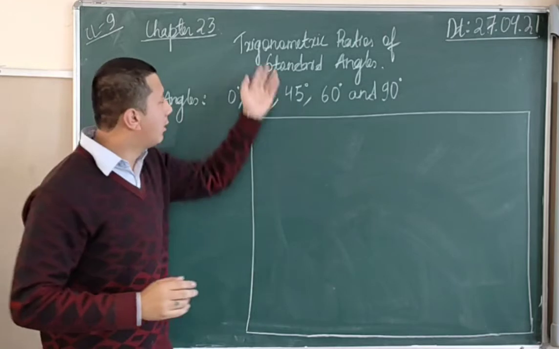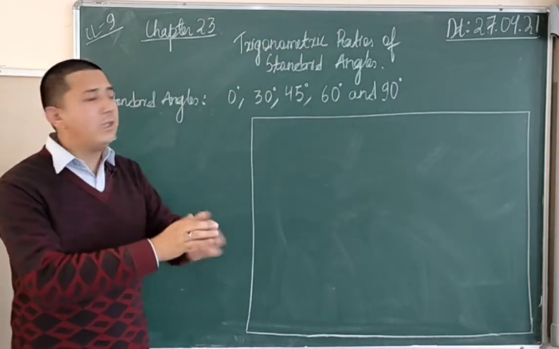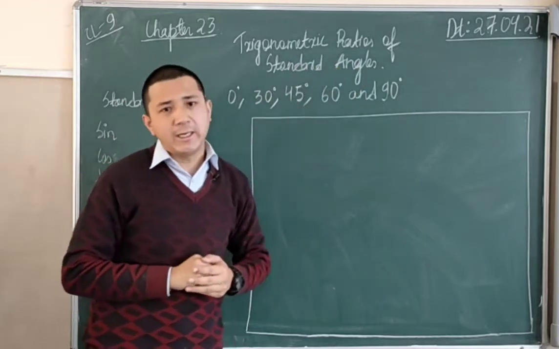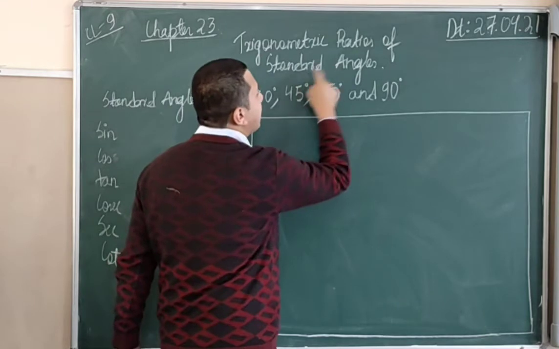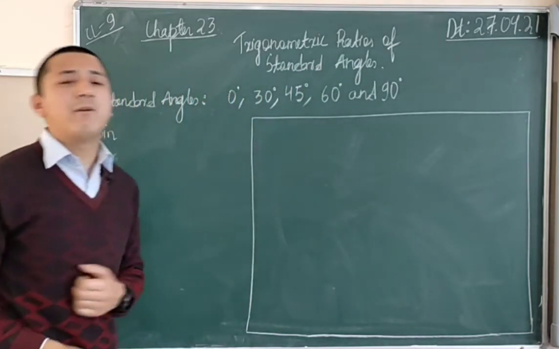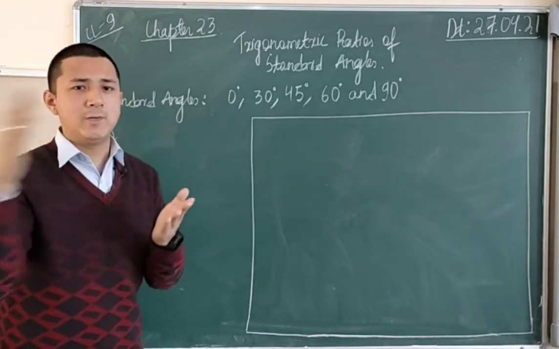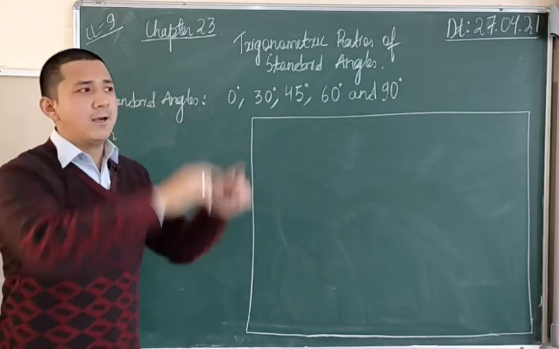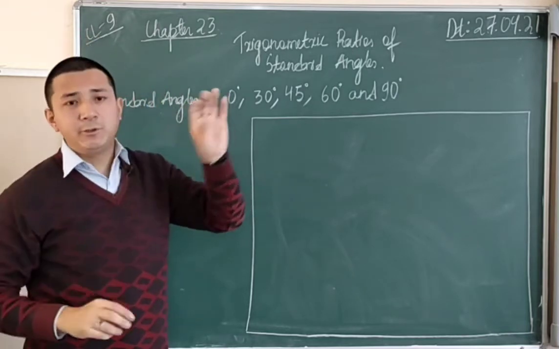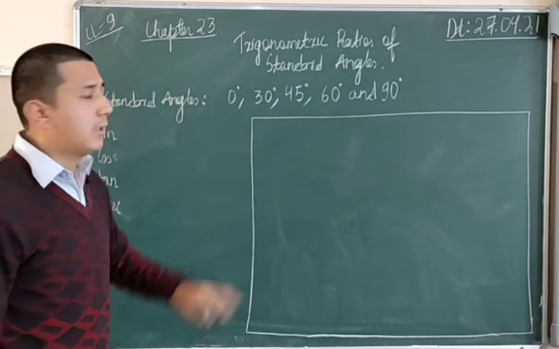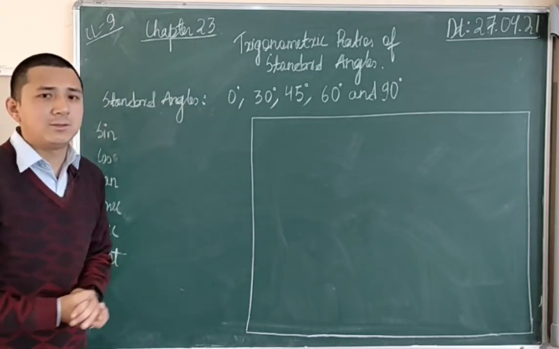We are still learning trigonometric ratios, but of which angles? Of only standard angles. The new thing that we'll be learning here is trigonometric ratios of standard angles. Trigonometric ratios we have already completed in chapter number 22. A right angle triangle, 90 degree, hypotenuse, perpendicular, base, we know it, isn't it? But in this particular chapter we will be learning about standard angles.